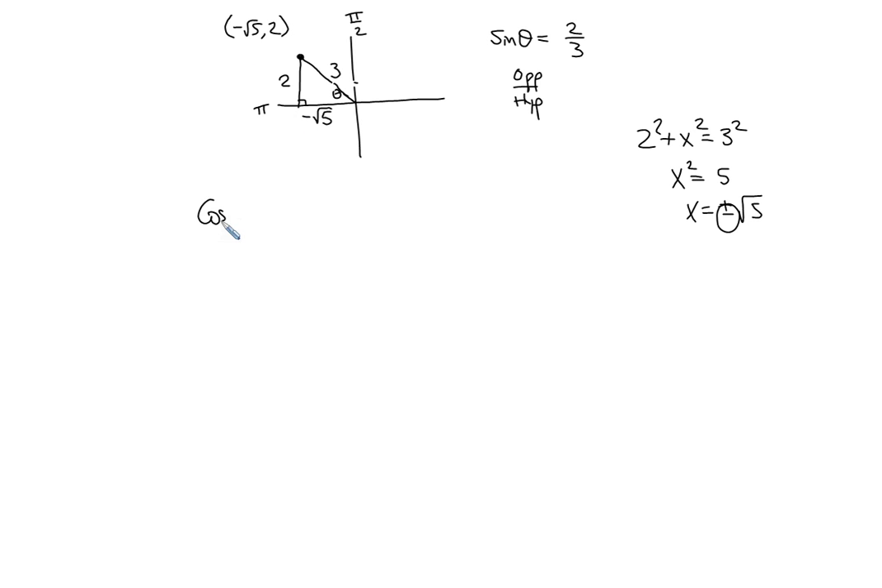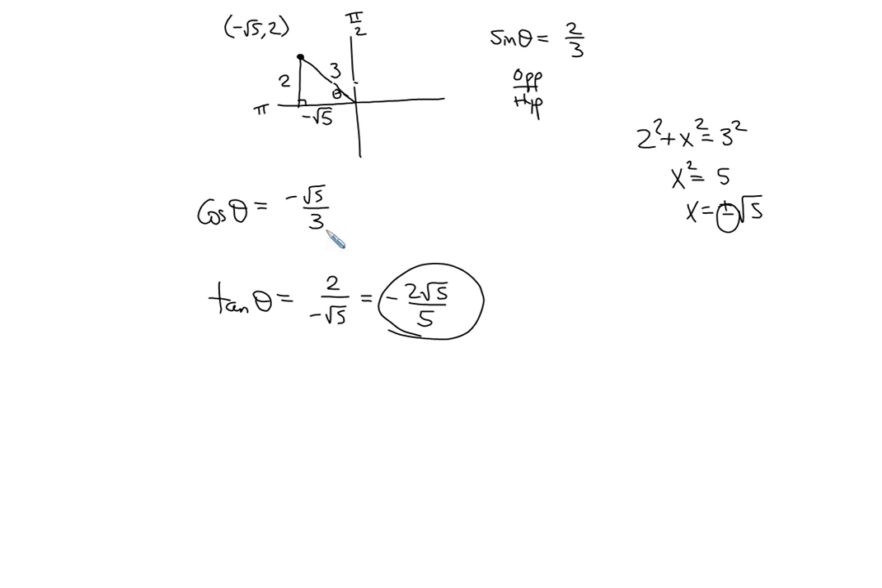So now to find cosine of theta, cosine is equal to what over what in terms of the triangle? Adjacent over hypotenuse. Tangent of theta is equal to what over what in terms of the right triangle? Opposite over adjacent, which becomes negative 2 rad 5 over 5. Do you guys see we get the same two answers we got the other way? But a lot quicker, in my opinion.